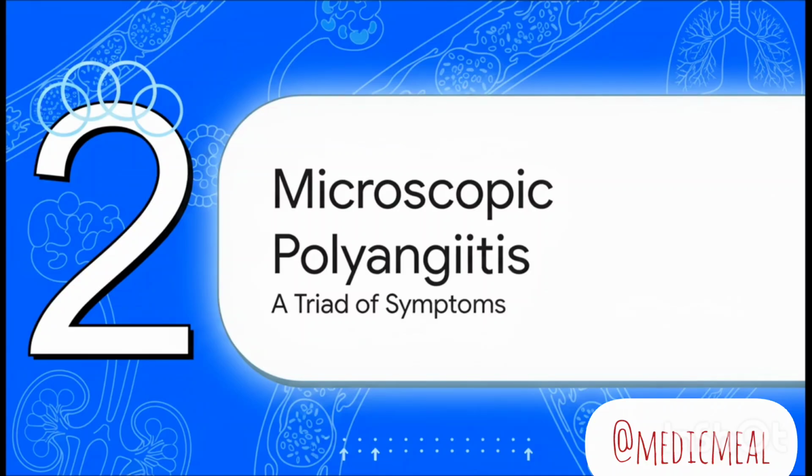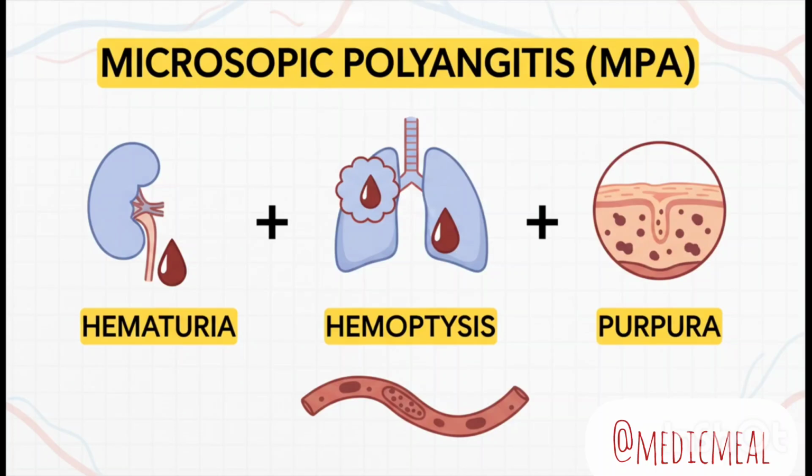We're now looking at microscopic polyangiitis, or MPA. This one is often recognized by a really classic clinical triad of symptoms. And here's that triad: hematuria, which is blood in the urine, hemoptysis, which is coughing up blood, and purpura. That combination right there tells you that you've got widespread inflammation of small vessels happening in the kidneys, the lungs, and the skin. MPA gets classified as a Pauci immune vasculitis. That sounds complicated, but it literally just means few immune, because when you look at the biopsy, you see very few, if any, immune deposits.